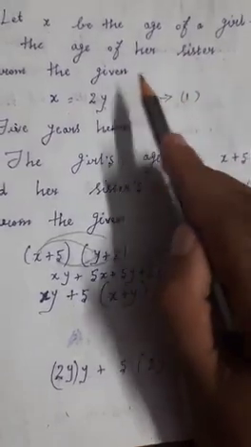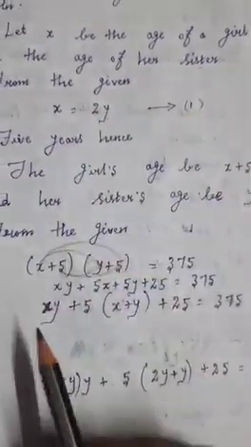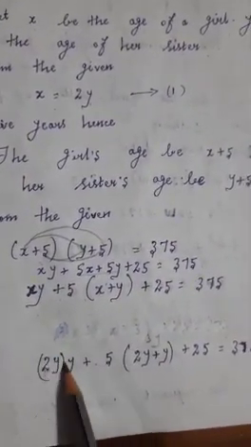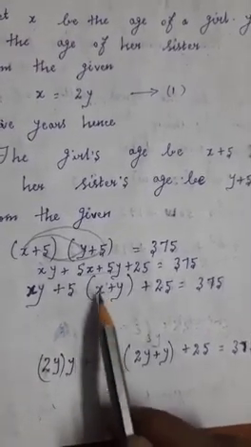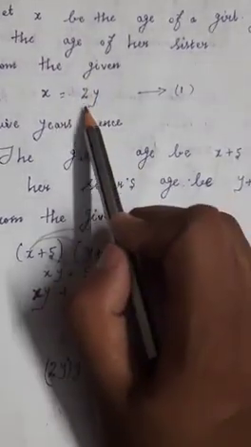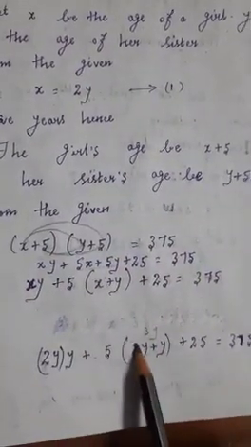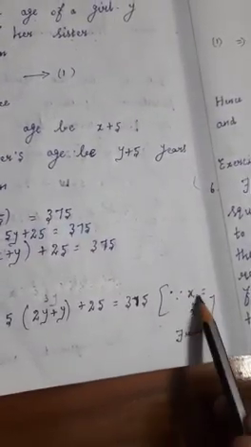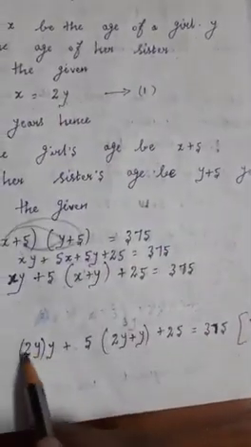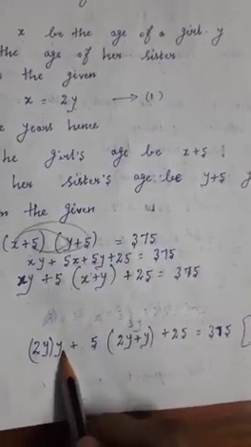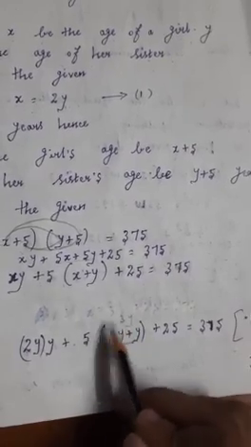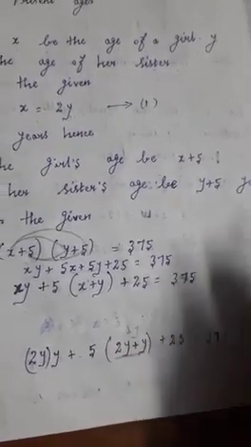Now from equation 1 we know that x is 2y. So instead of x we can substitute 2y. So 2y into (y plus 5), and here also instead of x we substitute 2y: 5 into (2y plus y), plus 25 is equal to 375. Next, 2y into y is 2y square, and 2y plus y is 3y only, plus 25 is equal to 375.